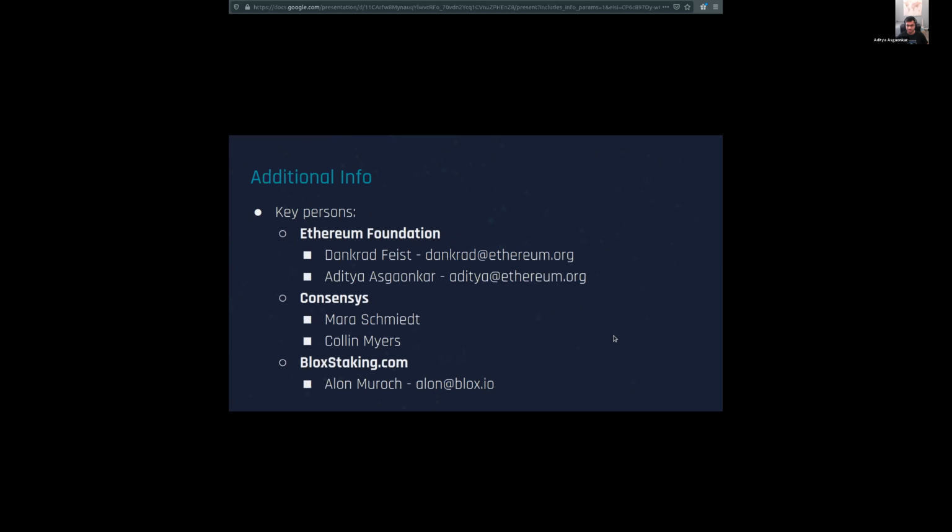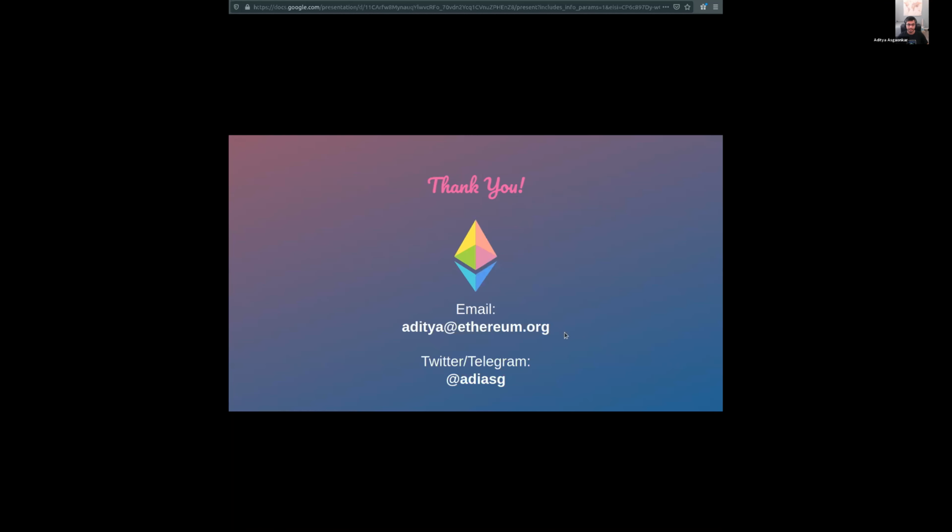Some more additional information. The key people involved in the secret shared validator effort are, from the Ethereum Foundation, Dankrad and myself; from Consensus, Mara and Colin; and from Blocks.io, Alon, who's been really helpful with the proof of concept. Thank you. That was all from my side, and my contact information is on your screen. Hit me up if you're interested in secret shared validators, have any questions, or want to get involved.